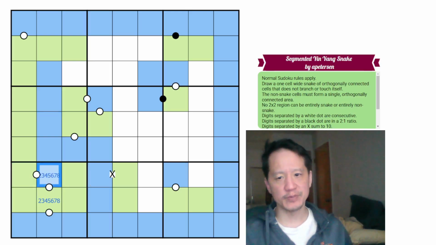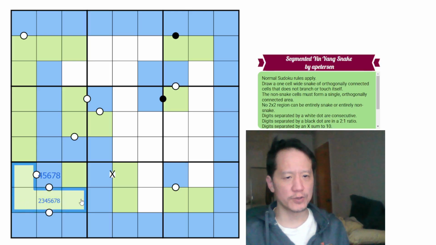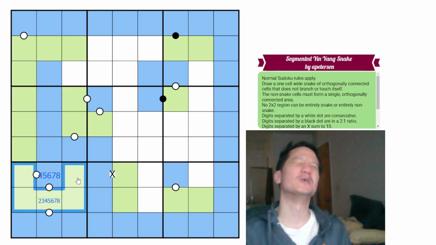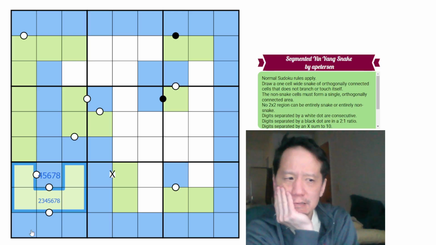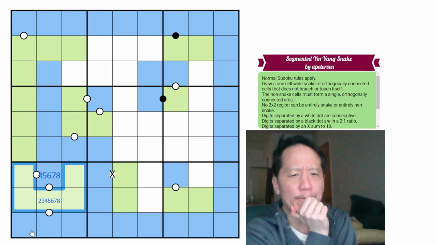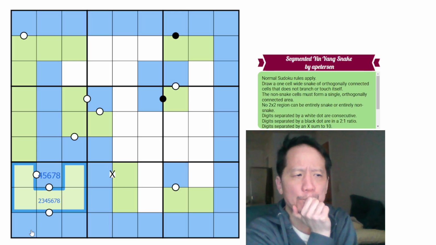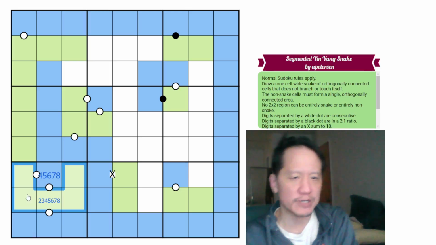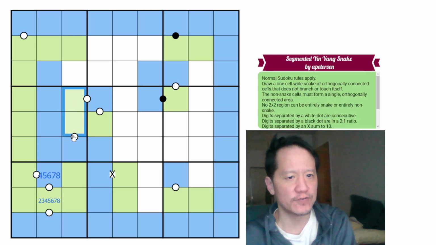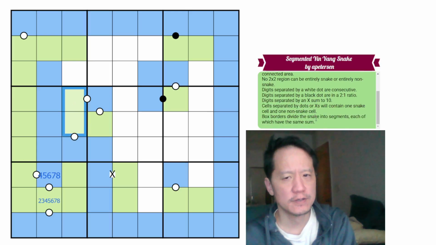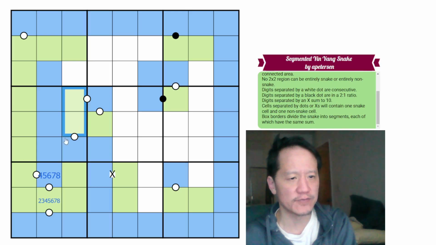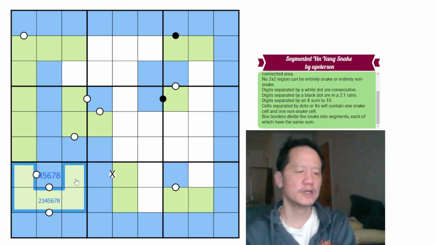Therefore, this cannot be 2, 3, or 4. Or it can't be 2 or 3 here. Because we know this adds up to what? At most 17, right? Because these 2 digits by itself is a segment. So therefore, we know that this is at most 8 and 9, which adds up to 17. So this is 17 at most.